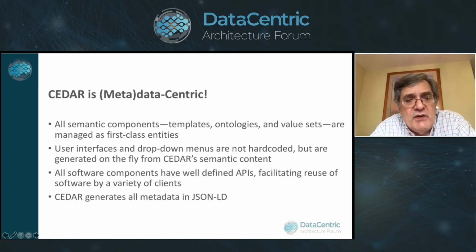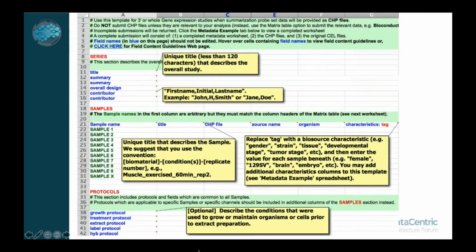All the software components in Cedar have well-defined APIs, and people access Cedar not only as an amalgam, but also for the individual components. And what's great for us is that Cedar is able to generate all the metadata in JSON-LD, giving us the opportunity to use the kinds of semantic technology with which you're all familiar to be able to access and process the metadata, to access data sets, to integrate data sets, to make sure that data sets are correct. So what does all this mean?